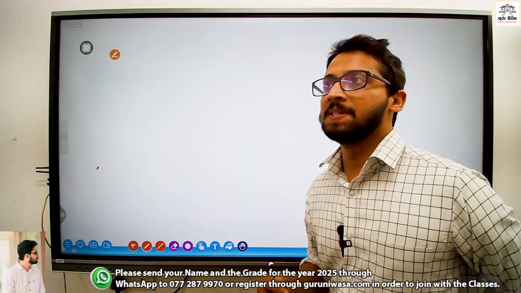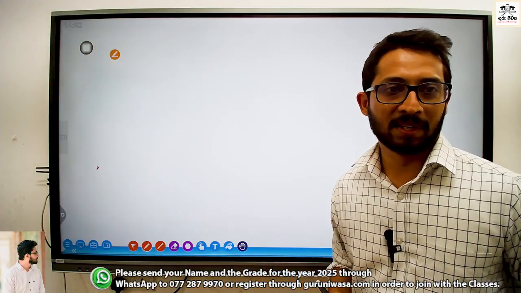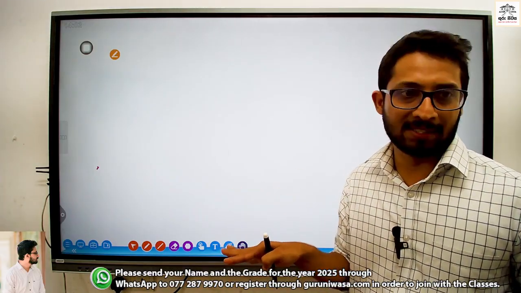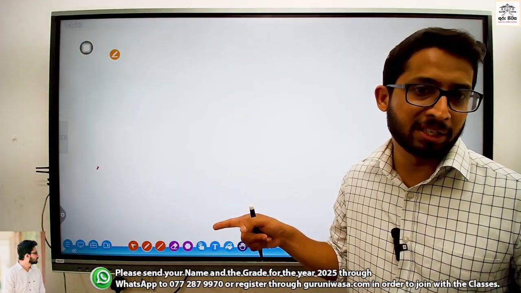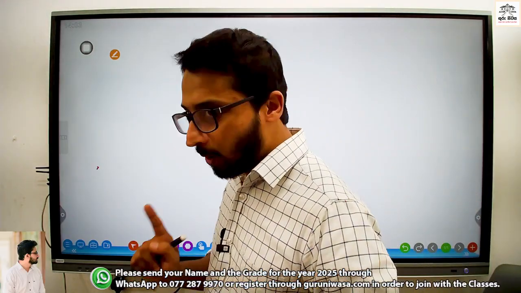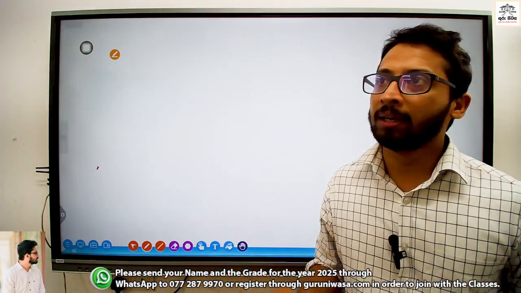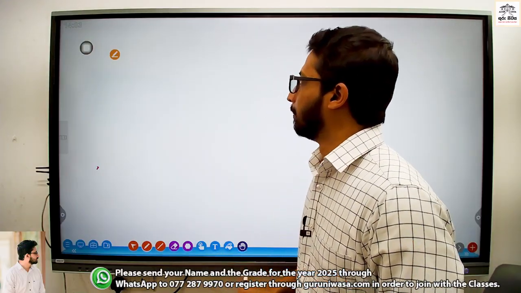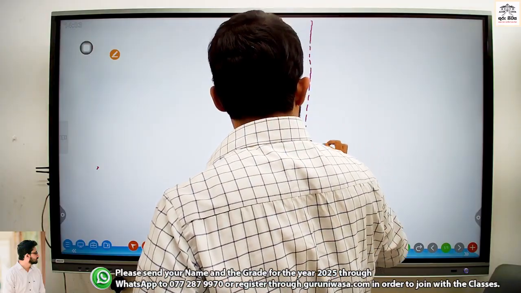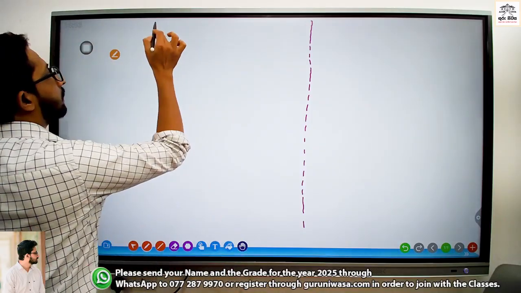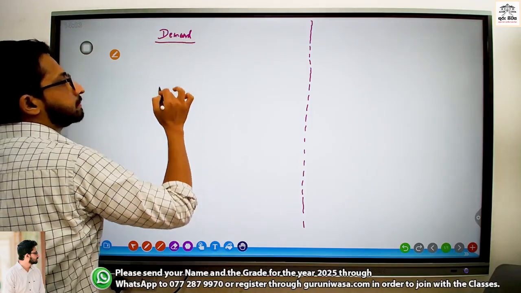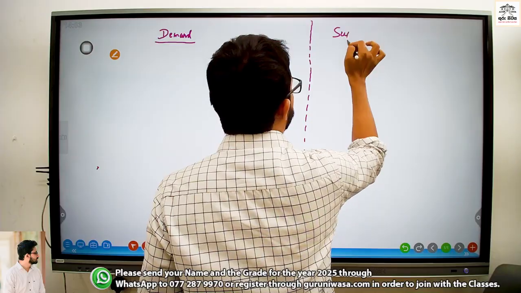Look at the word. This is the base of the elasticity lesson in economics. Now you know the basic concept of elasticity. How to calculate elasticity: percentage change in dependent variable divided by percentage change in independent variable. Now look at the board. When it comes to economics, in this lesson, we mainly calculate elasticity for demand and supply.